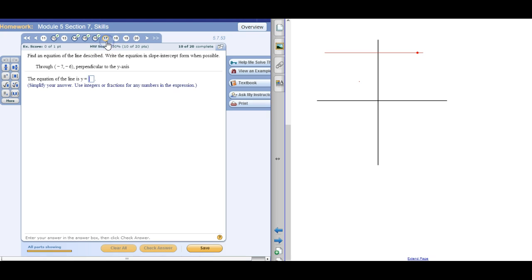Now, perpendicular to the y-axis would also be parallel to the x-axis. This is perpendicular to the y-axis because it hits the y-axis at a 90-degree angle. So -7, -6 would be down here somewhere in the third quadrant, and then the line would be perpendicular to the y-axis, which is again parallel to the x-axis. So again we have a horizontal line, and it's y equals the y-coordinate.